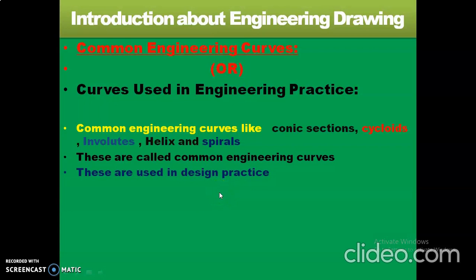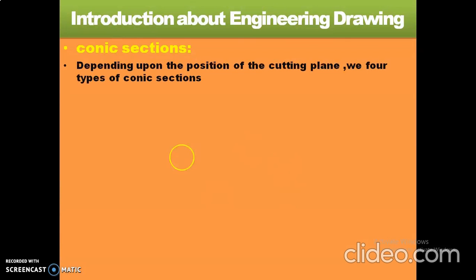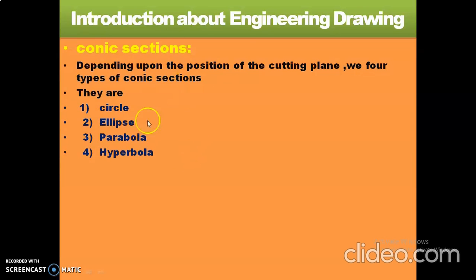Next, conic sections. What are the conic sections? Depending upon the position of the cutting plane, we have four types of conic section. They are circle, ellipse, parabola, hyperbola. These are called conic sections.